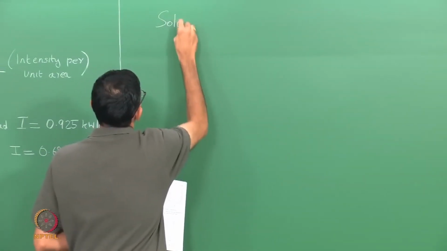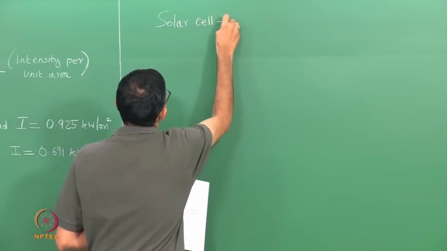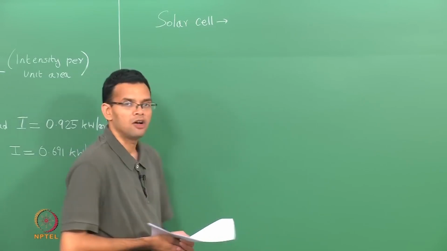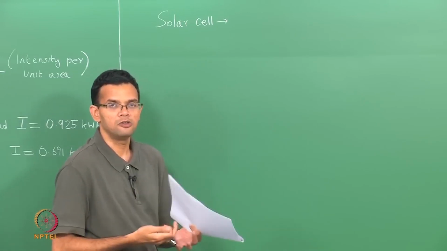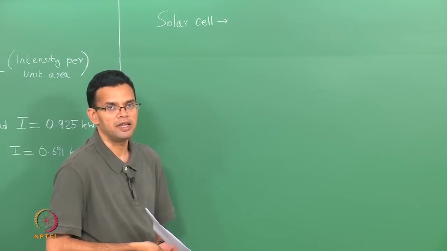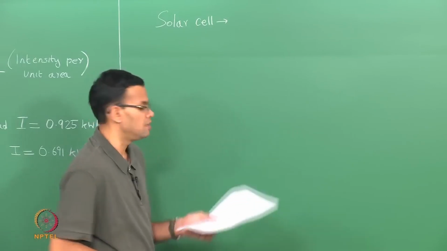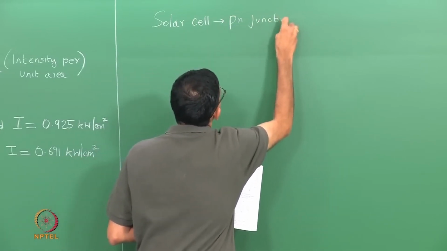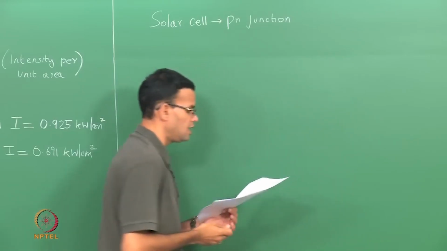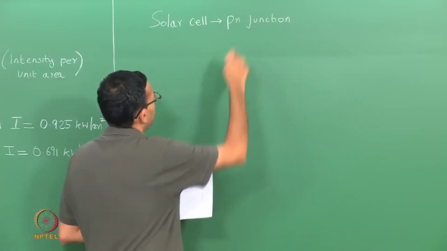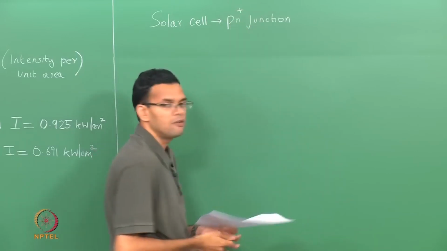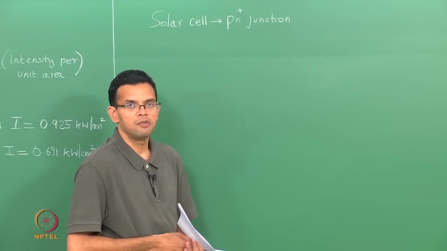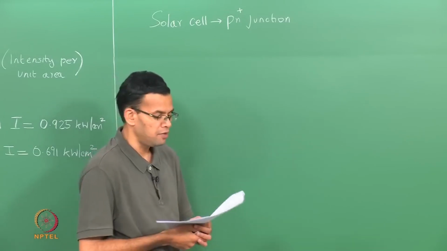So let us look at a solar cell that is based on a simple p-n junction. Last class we saw that your photo detectors are also based upon a p-n junction or a pin junction. So the basic principle is similar. So we have a solar cell that is based on p-n junction. The n region is heavily doped, so I will call it n plus, and we also have a thin p region because the light has to penetrate through the n region.